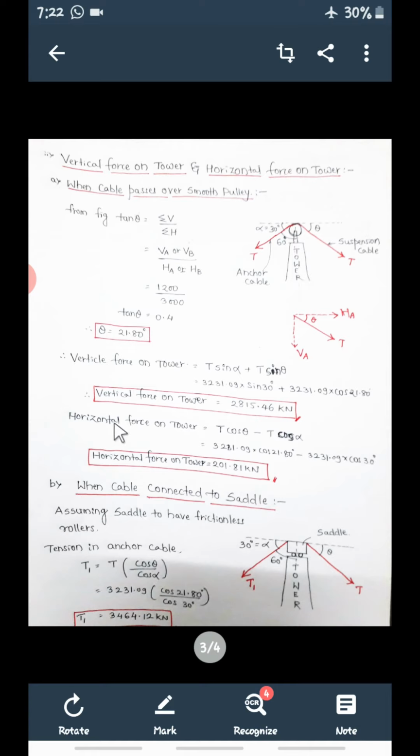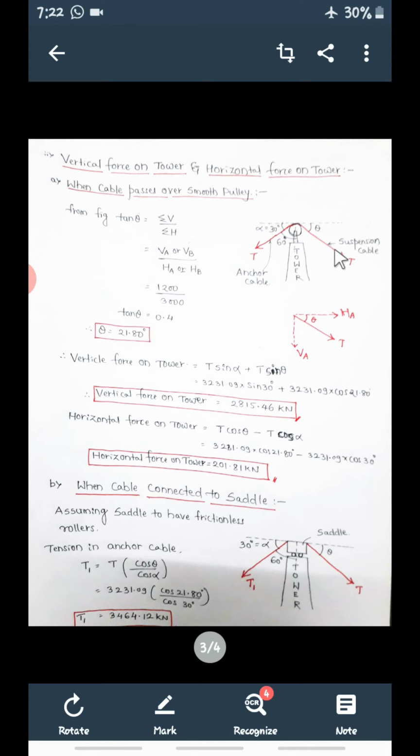Next, similarly I can calculate the horizontal force on the tower. What will be the horizontal force on the tower? Again you can resolve these two tension forces along the horizontal. Now what is the horizontal component of this? That is T cos theta.